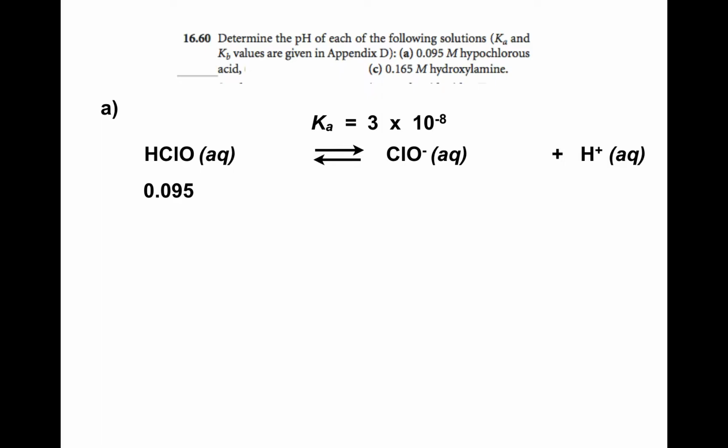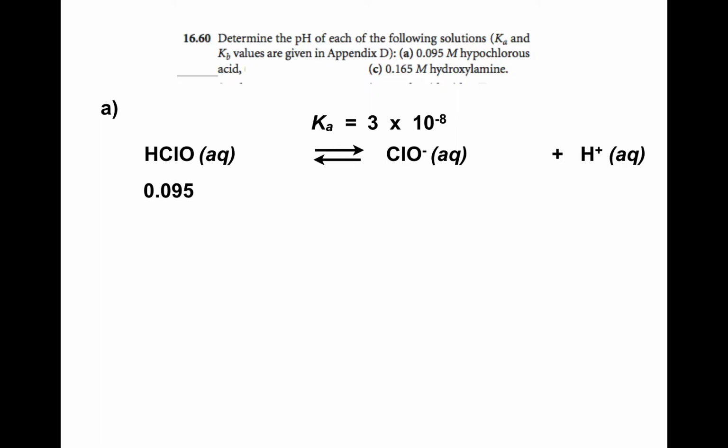Determine the pH of a solution of the following. Ka and Kb values are given in Appendix D. All right, so we had to look these up. 0.095 molar hypochlorous acid. All right, so I had to look up the Ka for hypochlorous acid. It's 3 times 10 to the minus 8. So this is a very weak acid.